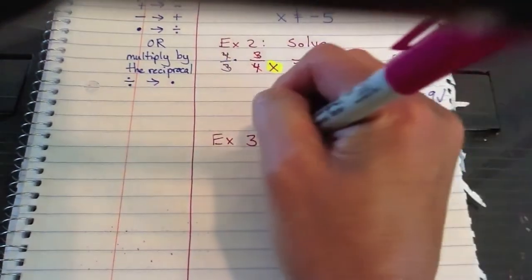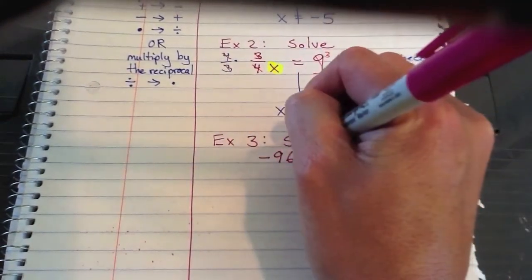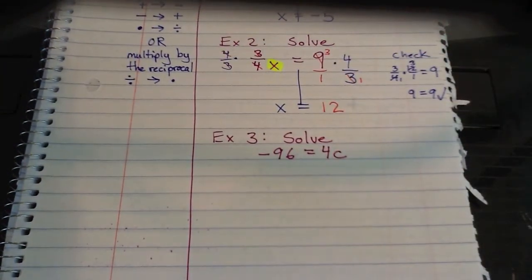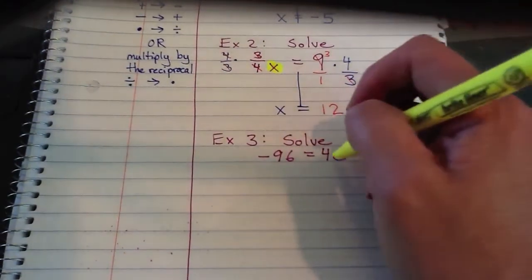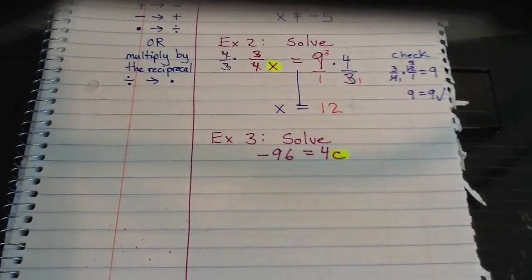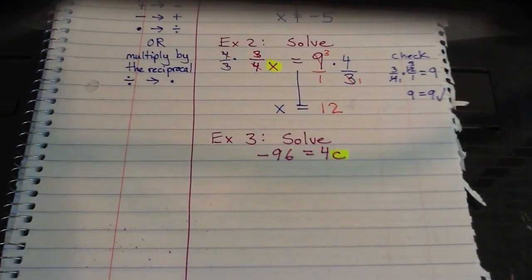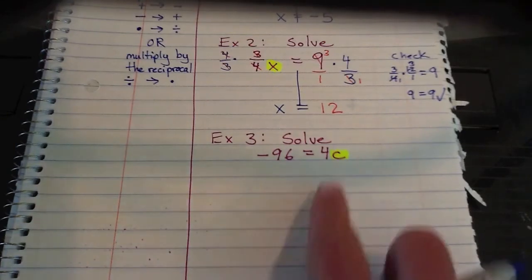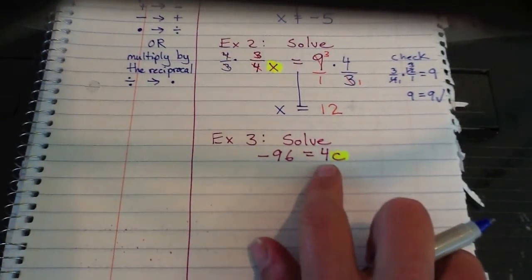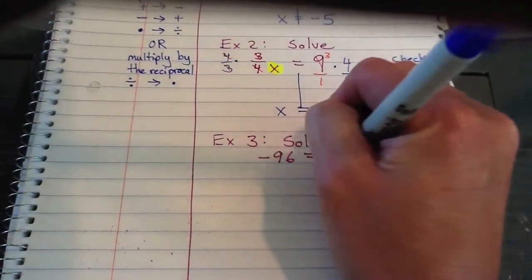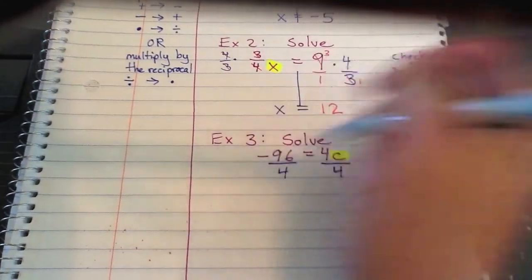Solve negative 96 equals 4c. So you're always looking for your variable first. Notice the variable is on the right this time. Don't worry about that, it doesn't matter. You're still trying to isolate the variable. So you look, and 4 is a coefficient in front of c, which means it's multiplying. So the opposite or inverse operation is going to be to divide by 4. Again, you could multiply by 1/4, but it's easier for me just to say I'm going to divide by 4, divide by 4.